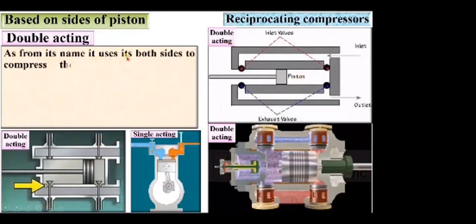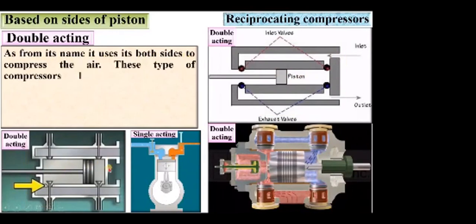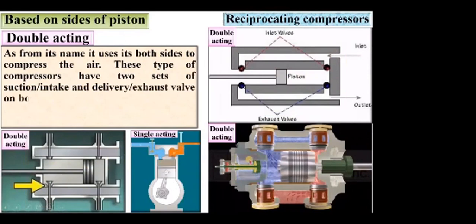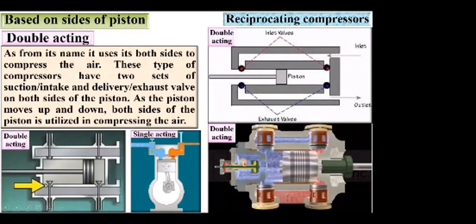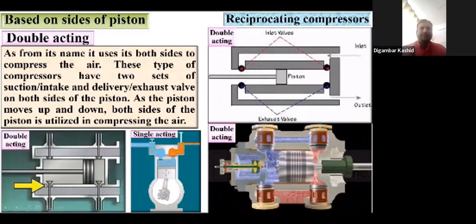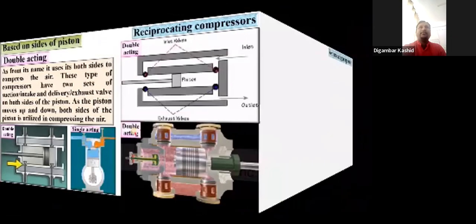As from its name, it uses its both sides to compress the air. Here you can see these type of compressors have two sets of suction, or you can say intake and delivery, or you can say exhaust valve on both sides of the piston. As the piston moves up and down or to and fro, both sides of the piston are utilized to compress the air. Please see how single acting and double acting works.